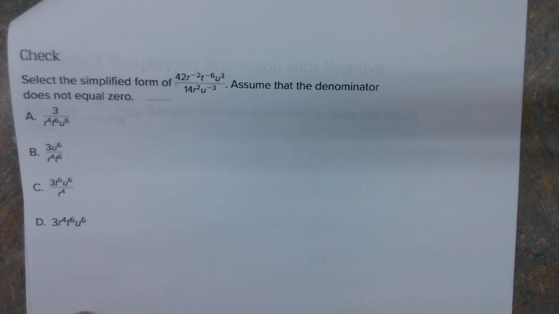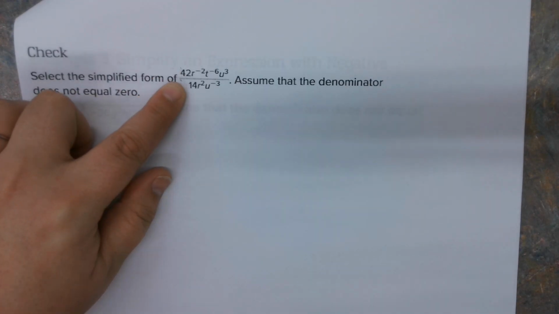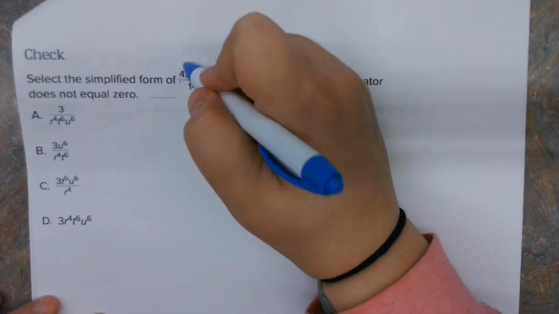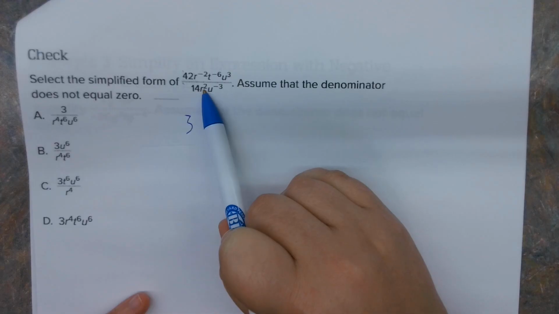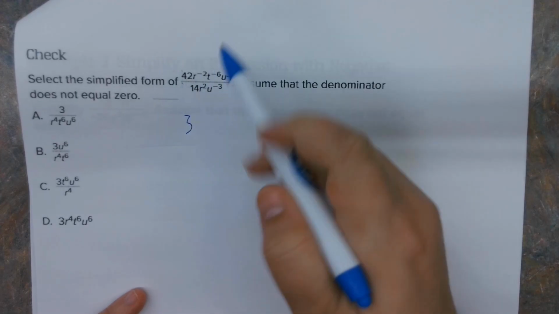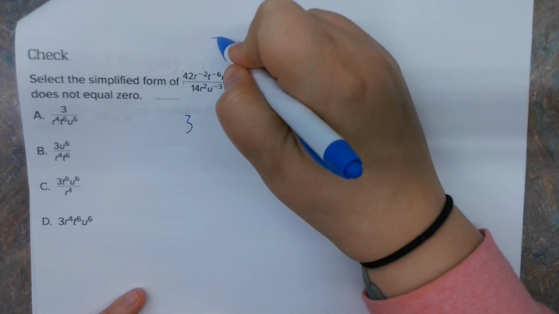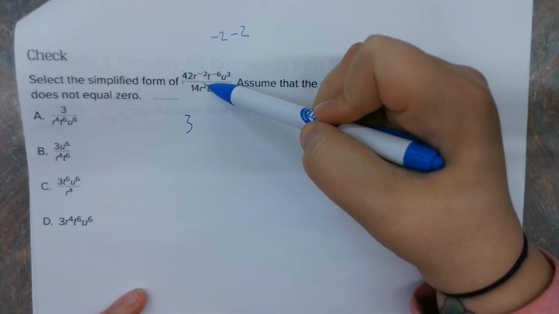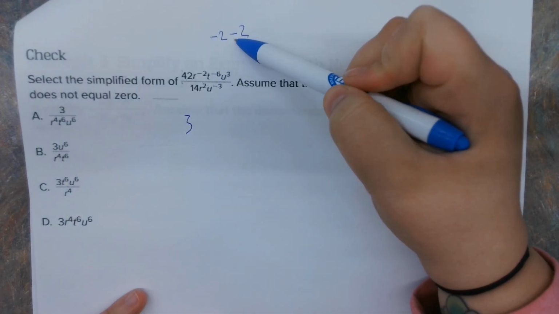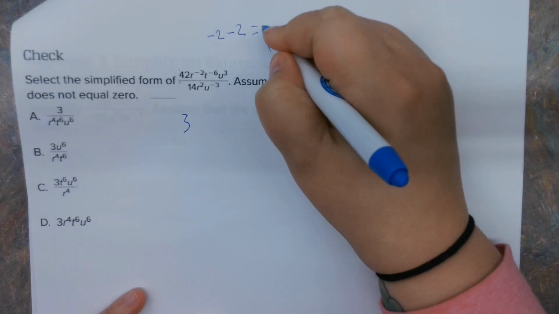So we're going to start with 42 divided by 14. That is 3. So this is 3. Look at my r's. Okay? This still means subtraction. So right now my r is negative 2 minus 2. Because this is negative 2 minus 2. Negative 2 minus 2 equals negative 4.